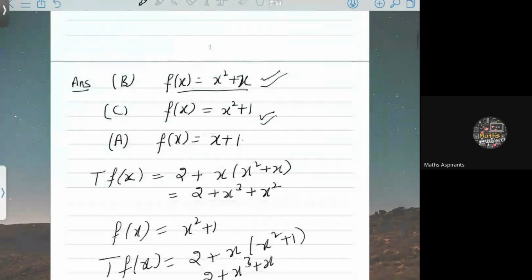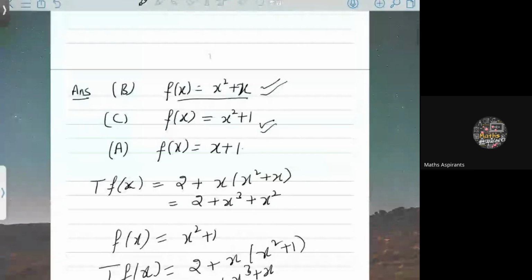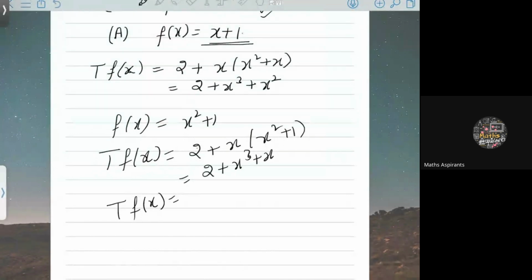So this was the given answer. So C also lies in the range. Now for D, we take f(x) equals x plus 1 itself. Then we check T of f(x) equals f double derivative of x, which is 0 in this case. For x plus 1, when we differentiate f(x) twice, we get 0 plus x times (x plus 1), plus x times (x plus 1). So this is x square plus x.